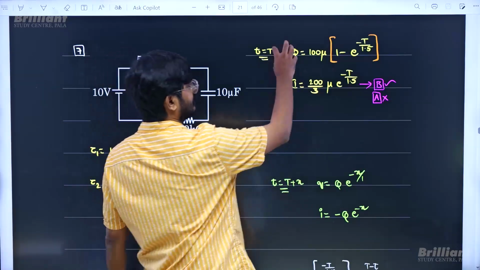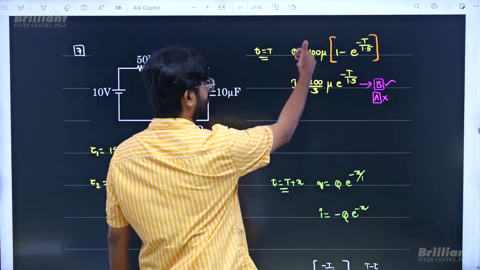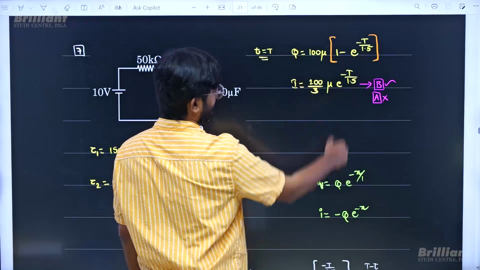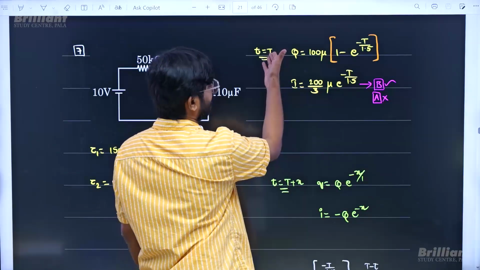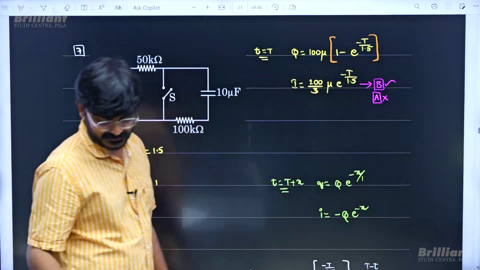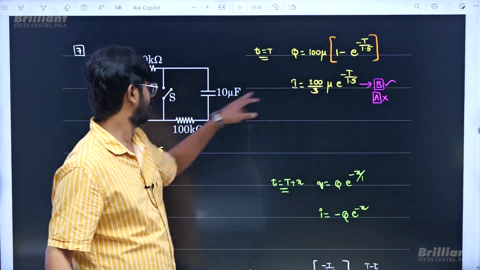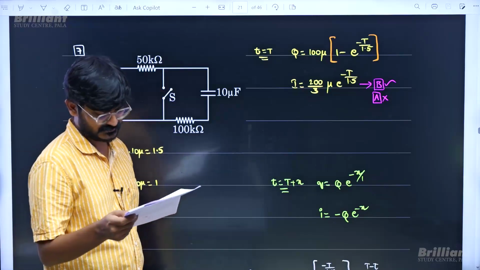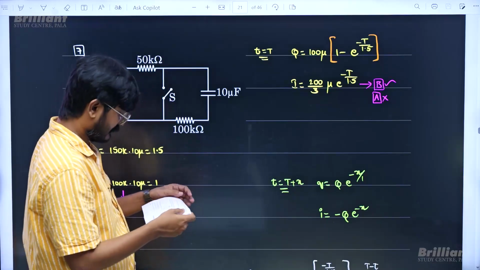Now while charging, if this is the charge at any time, then when you differentiate it, you will be getting current at any time, but we need it at this particular time capital T. When I substitute capital T, I will be getting this much. From there you will be getting option B, because when you multiply this with 100 kilo ohm, you will be getting the potential difference, the voltage drop across 100 kilo ohm.